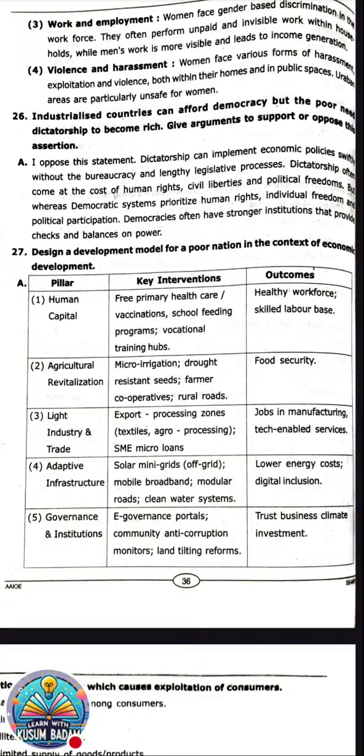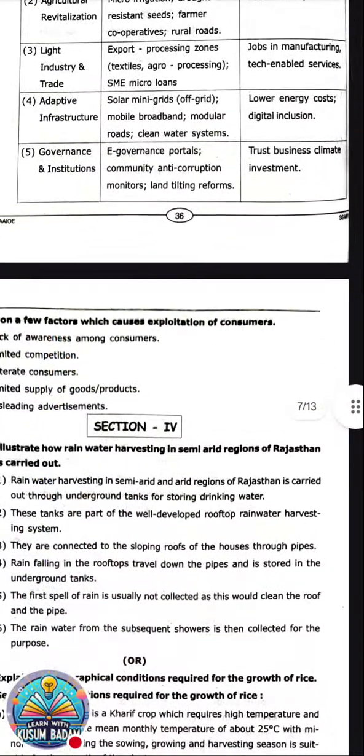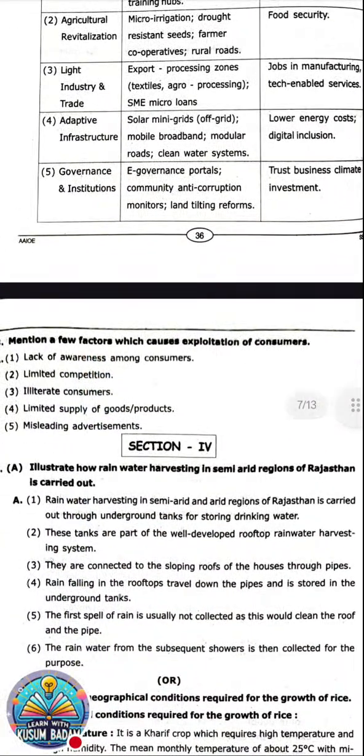Now the last question, and this is the last question of today's class. Section 4. If you want, I'll discuss this tomorrow. Okay, Himanshu gave the answer: small and medium sized enterprises. Okay, thank you. So SME, small and medium sized enterprises. Now the last question: mention a few factors which cause exploitation of consumers. This also you can write in your own words. What are the causes of exploitation?